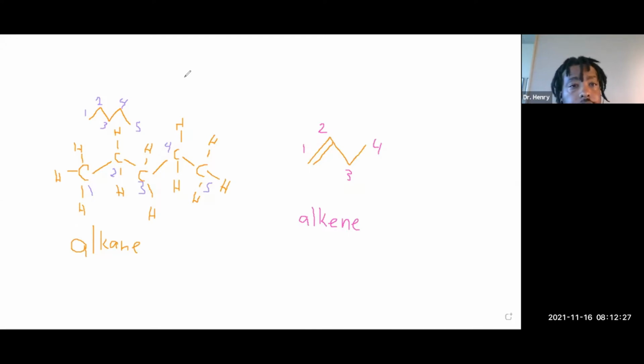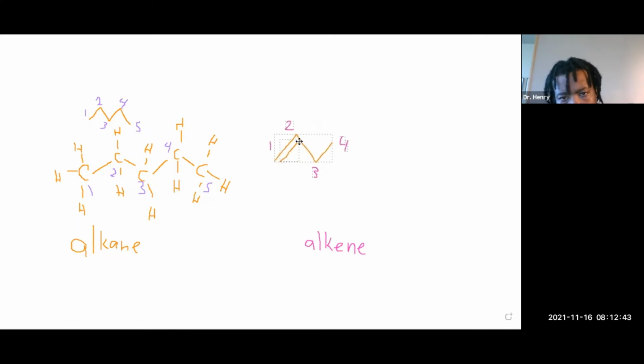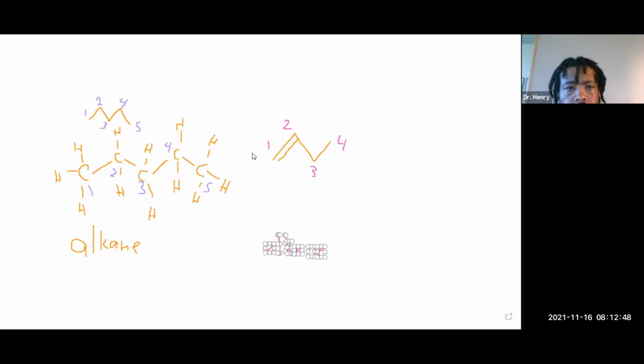So what this looks like, it's going to be a double bond between the two carbons, because we know that hydrogen can't form double bonds, and hydrogens can't be in the center, a center atom.